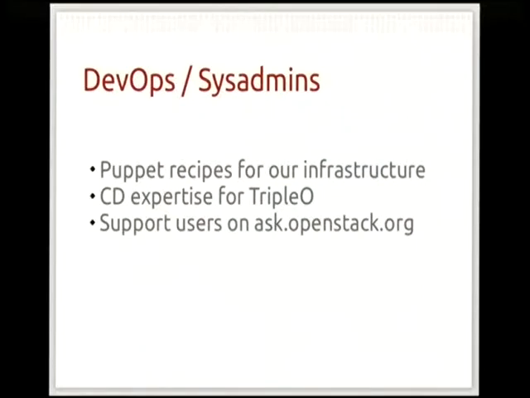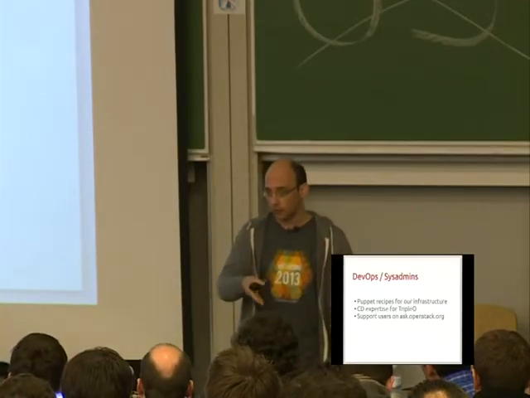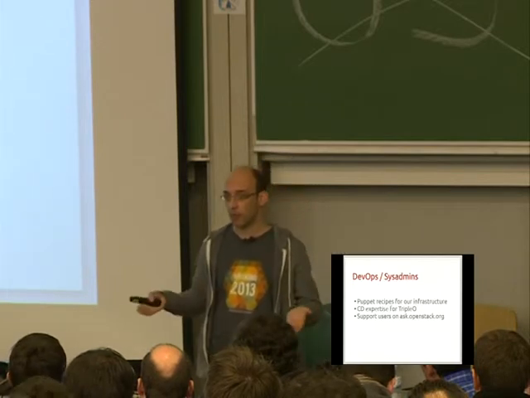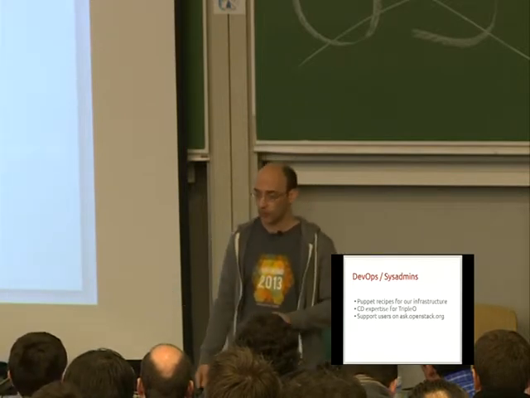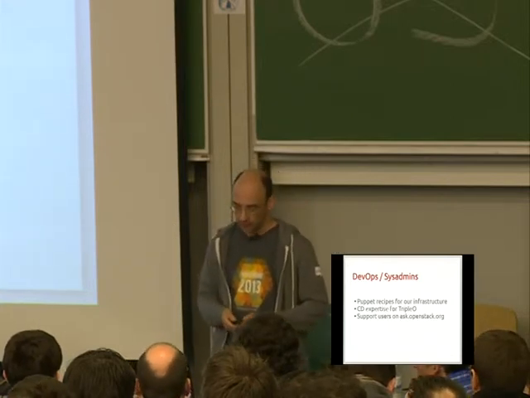But then we also need DevOps and sysadmins. We run our whole infrastructure using Puppet, so if you like to write Puppet recipes, it's actually quite easy to contribute. Our whole infrastructure is also completely open source and pushed to Git repositories, so it's completely open. You can look and see, and if you're interested, I'm pretty sure Jim will be happy to discuss with you.